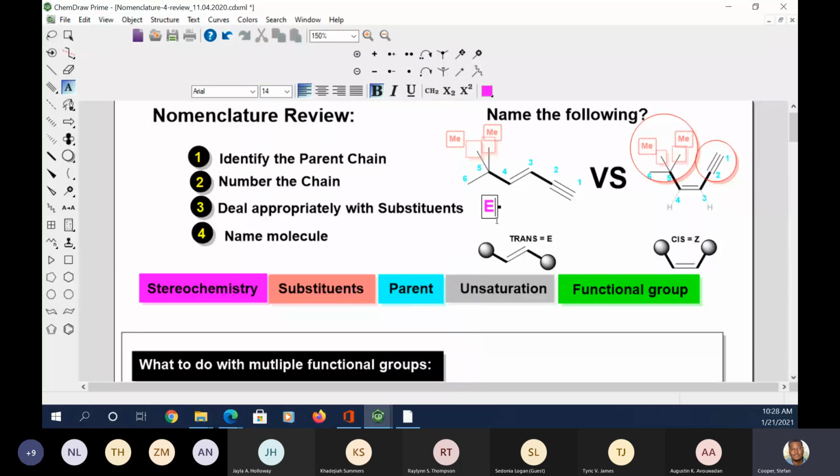All right, we're cool with that? Mm-hmm. All right, what's next? I deal with the substituents. So help me deal with the substituents. What do I have to say for that? You have to say di. All right, I do need to say di. It would be 5, dimethyl.